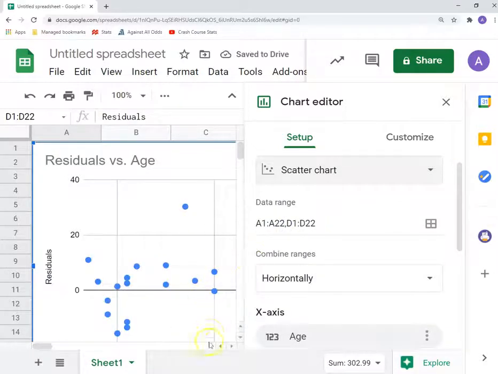Does anybody have two sets of dots? Red dots and blue dots? No. You do, Tanner, or no?